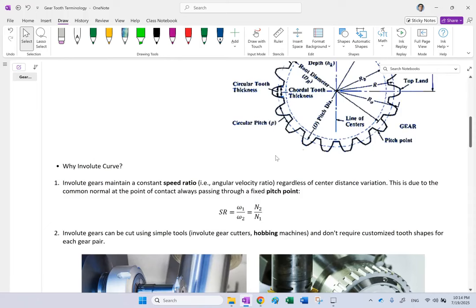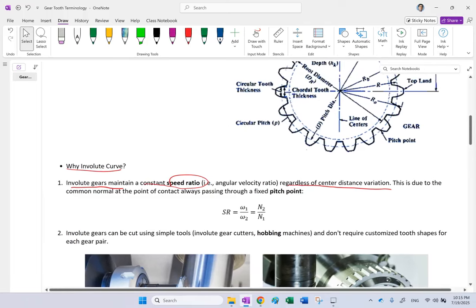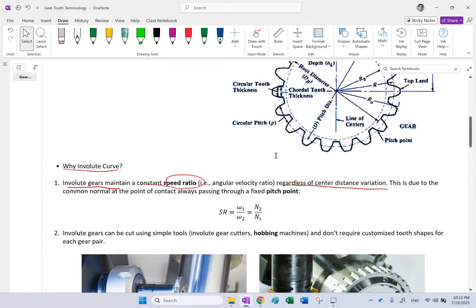So why involute curve? The first reason, which is the most important reason, is involute gears maintain a constant speed ratio regardless of the center distance variation. That is the most important thing. Now, what does that mean? What is the speed ratio? What is the center distance variation?